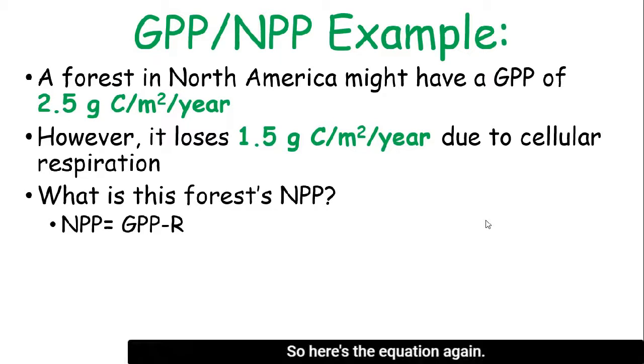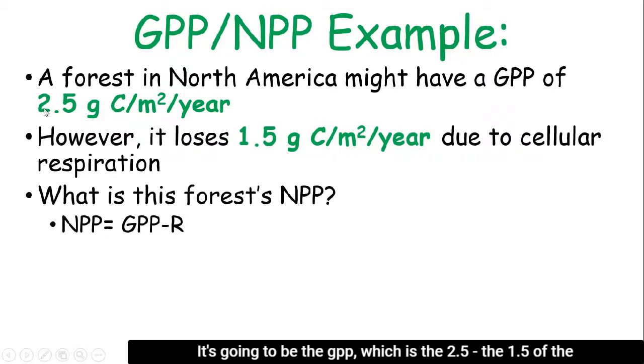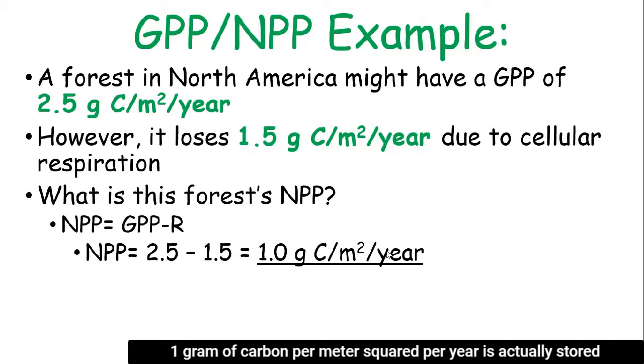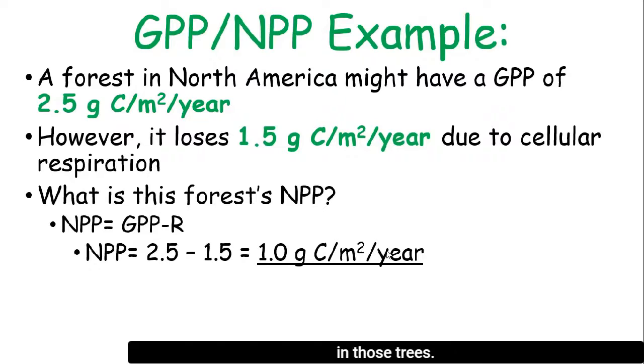So here's the equation again. It's going to be the GPP, which is the 2.5 minus the 1.5 of the respiration, and the total amount of carbon that's stored per meter squared of a forest per year in this example is about 1 gram of carbon per meter squared per year actually stored in those trees.